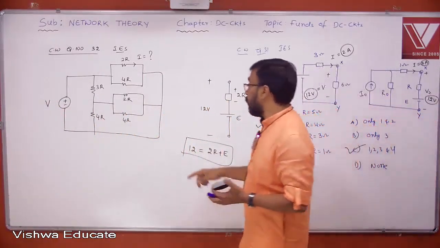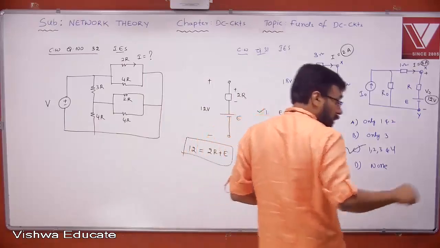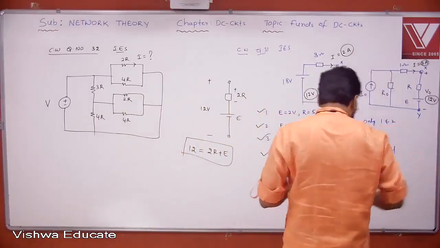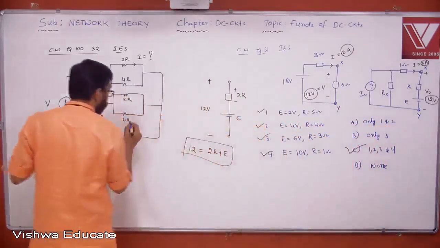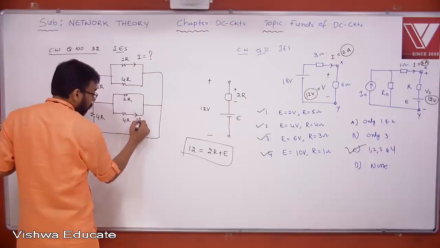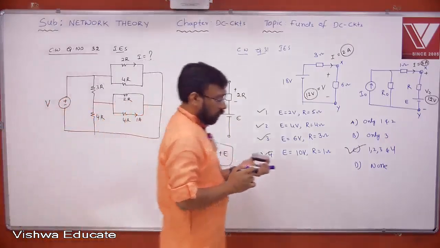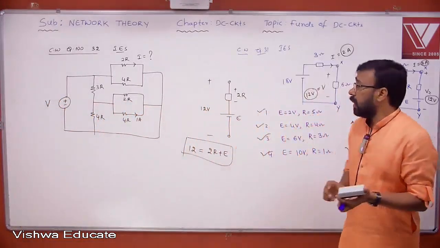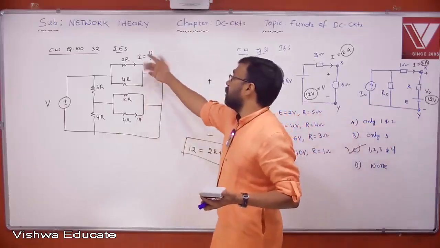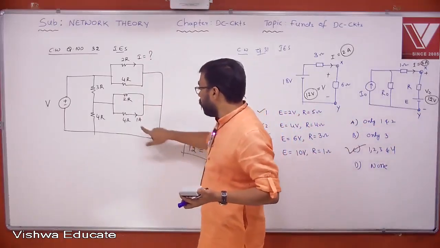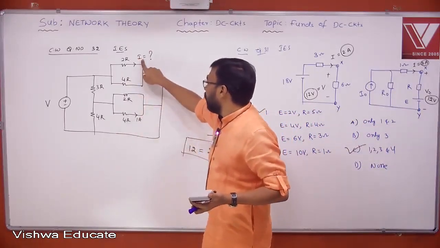He has given here 1 ampere current. So please note that also. Here it is given 1 ampere, and is asking what is the current here. Look at this, all of you. If you want to find the current here, you must know what?